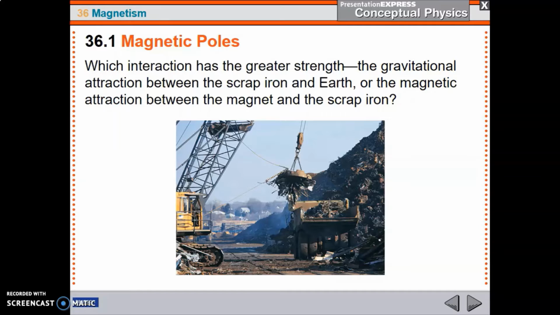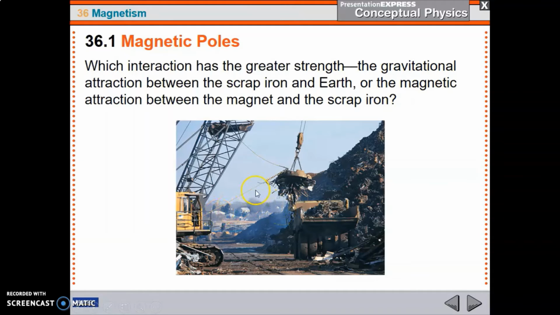Here in the picture, which interaction has the greater strength? The gravitational attraction between the scrap iron and Earth, or the magnetic attraction between the magnet and the scrap iron? So obviously, if this scrap iron is not falling down, then the magnet is doing more work to hold it up against gravity. Have you ever seen one of these in action?